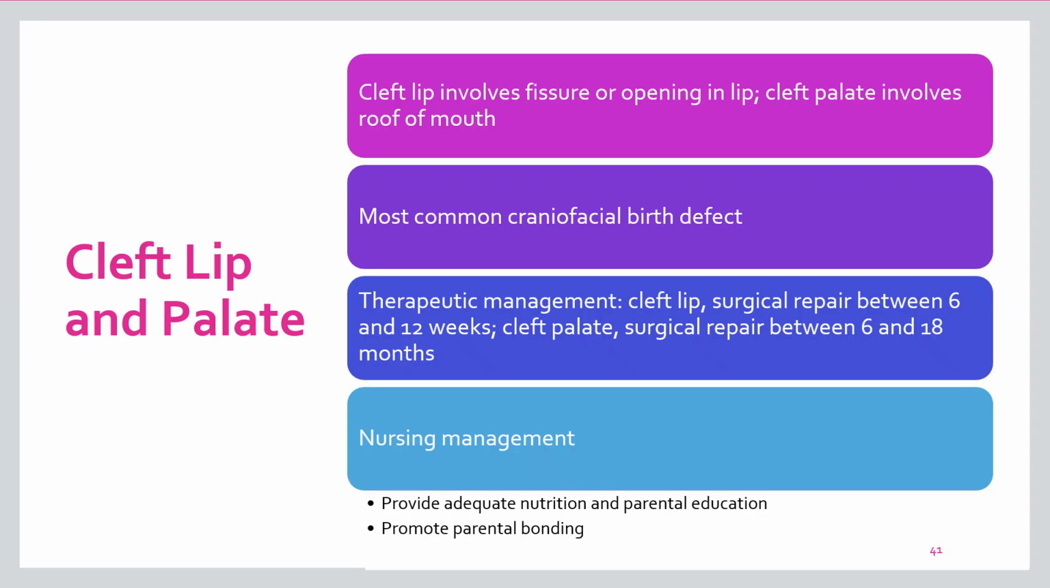For nursing management, provide adequate nutrition and parental education, because nutrition is a big problem. The baby cannot suck at the breast because of the cleft and cannot make a good seal around the breast. Then promote parental bonding, because sometimes parents think, I can't believe this is my baby. Sometimes they don't bond because of the baby's look, but promote bonding and support them.